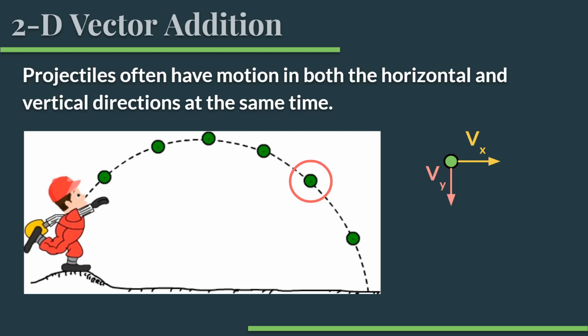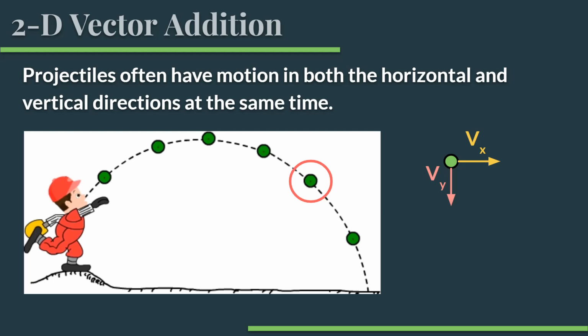And those two things represent the motion of this ball. It's moving both forward and down. But if I wanted to figure out exactly how fast it was moving, I would need to know how much forward velocity it has, how much downward velocity it has, and then I would need to add them together, which we do, again, by vector addition.